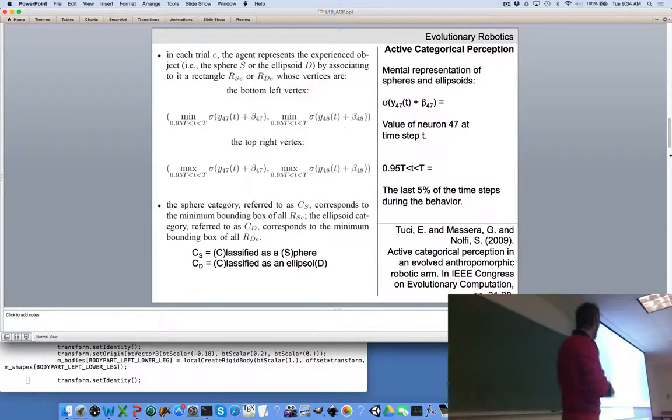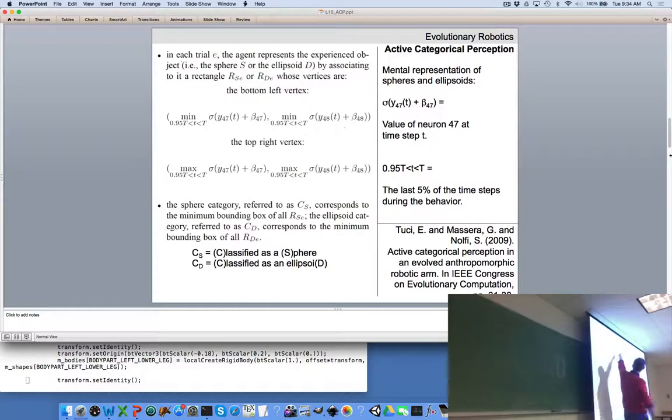Okay, so whenever we place a sphere, S, or an ellipsoid, D, every time we do that, it produces changing values in neurons 47 and 48. We do this computation, and we get back for that object one rectangle. All right, we take the object away, we put the arm back to position A, we put a new object underneath the robot, we erase our phase diagram, we start at 0, 0 again, and the robot starts to move again in the presence of a new object.